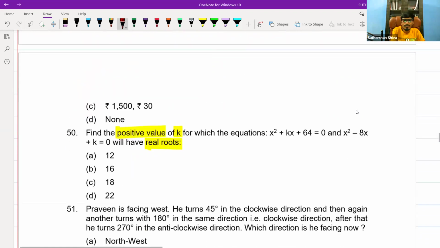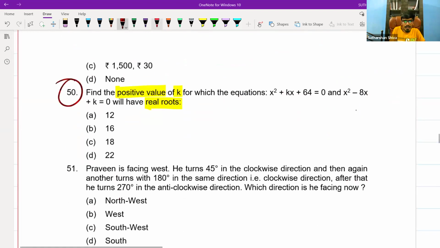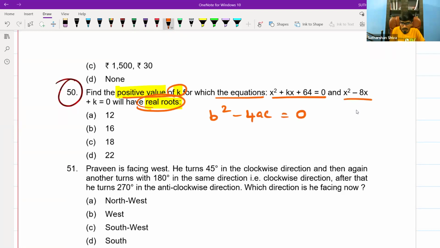Easily you can do it. Fifth one, interesting one. Find the positive value of k for which the equation has real roots. The formula for equal roots is b square minus 4ac equal to 0. So b square is k square, minus 4 into 1 into 64, so k square equals 4 into 64, which is 256. If I take the square root, k will become 16.